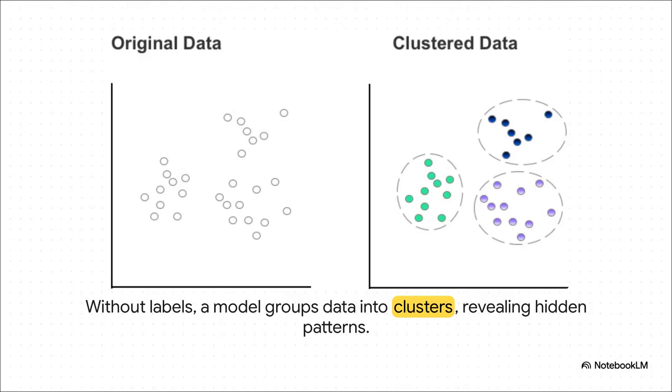Just look at this. On the left, you've got this cloud of raw, unorganized data points. An unsupervised model will go through all of that and start grouping similar things together, creating these clusters you see on the right. This is incredibly powerful for discovering things like hidden customer segments in your user base, or maybe new genres of music, or even spotting brand new types of financial fraud.